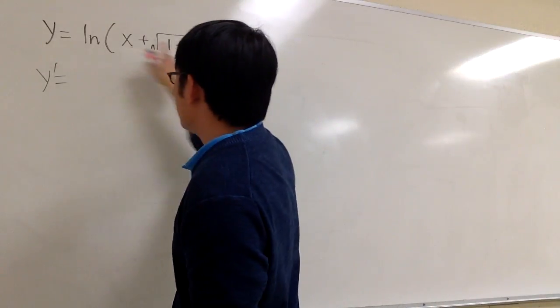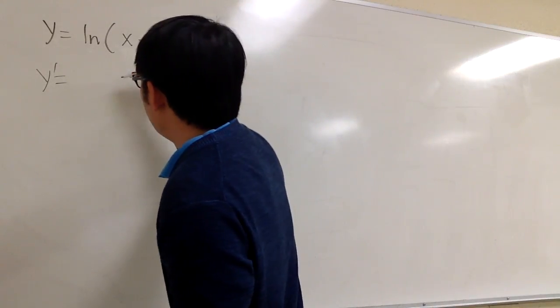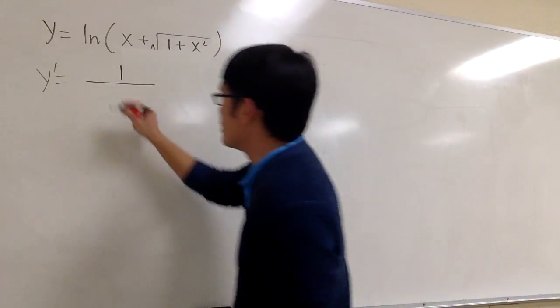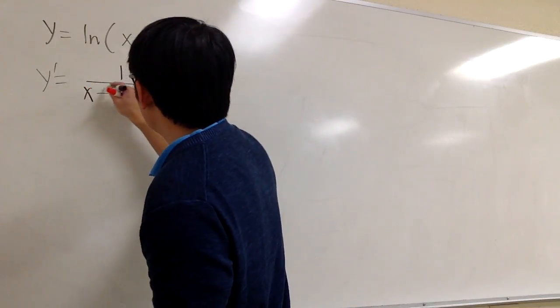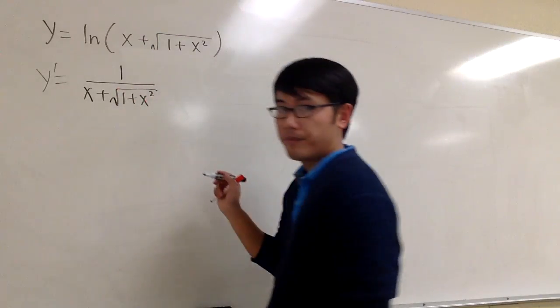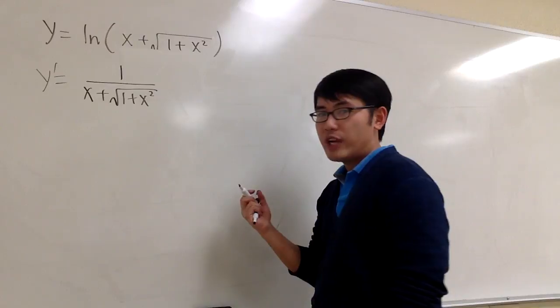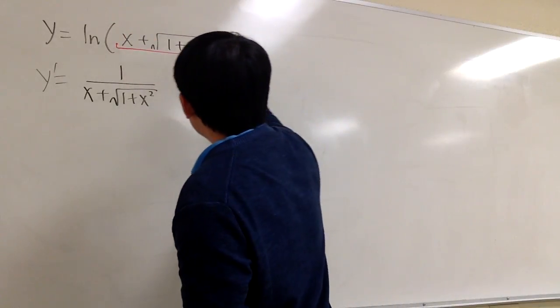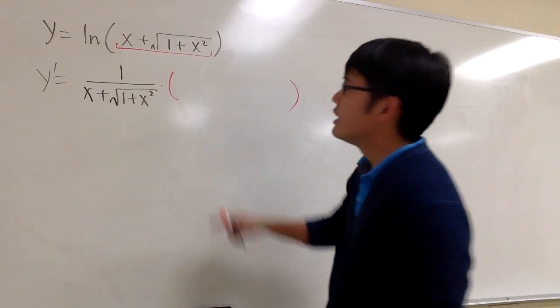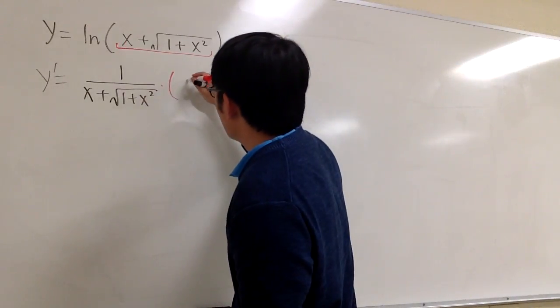Okay, ln of something, when you take the derivative of that, you begin by writing down 1 over the same exact thing in the denominator. So 1 over x plus square root 1 plus x squared. And then you have to do the chain rule. Look at the inside. I'm going to multiply by the derivative of the inside. Derivative of x is equal to 1.